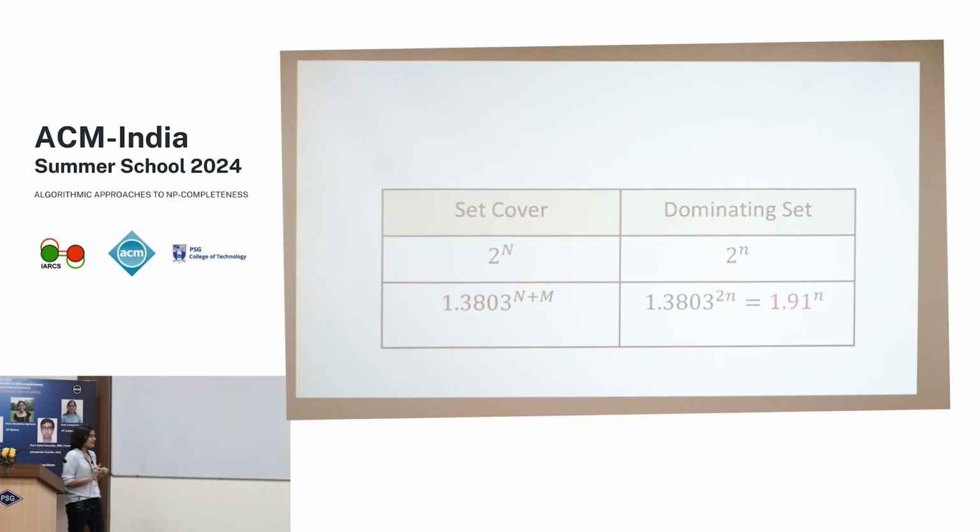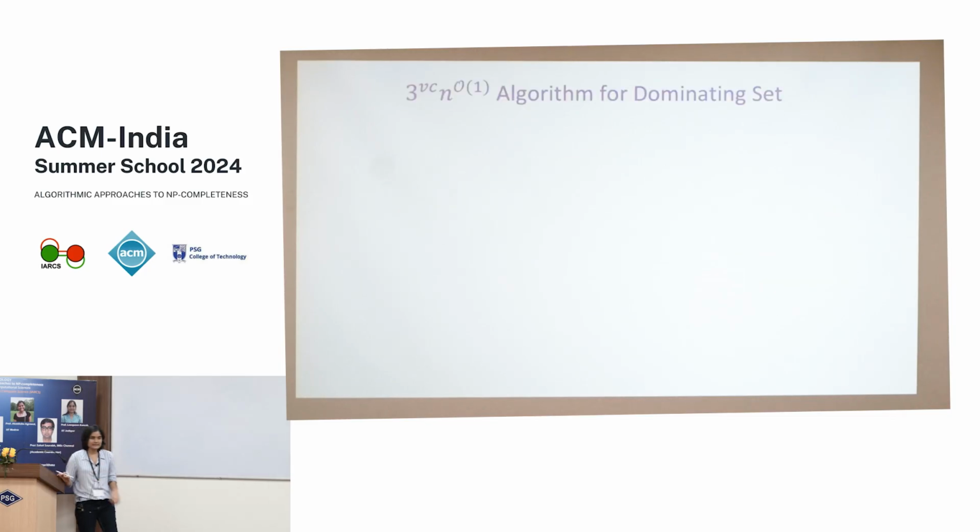Okay. So now this we have exploited. Now I want to exploit the vertex cover problem to get good running time for dominating set. And what I want to do first is, for dominating set, give an algorithm which runs in 3^(vertex cover) time.